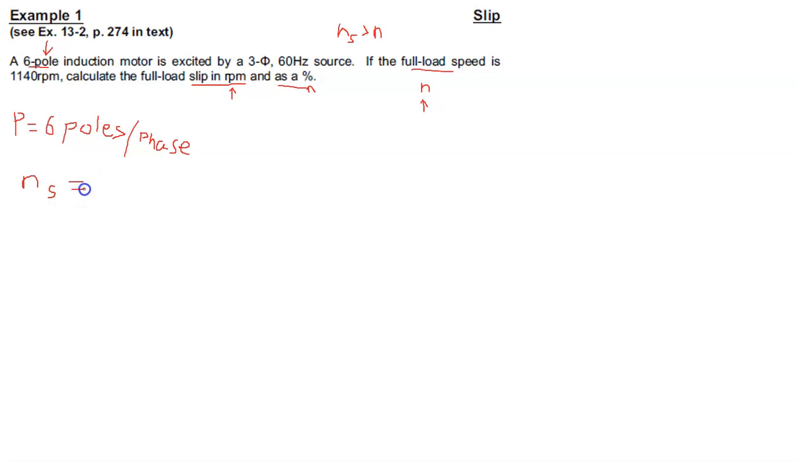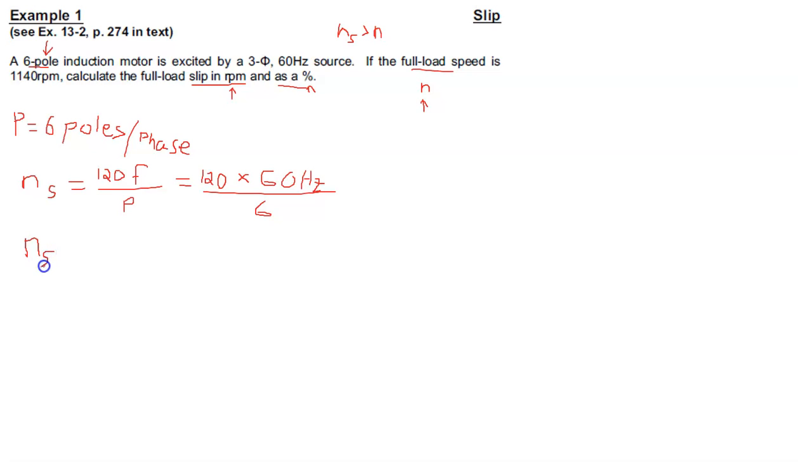NS is equal to 120 multiplied by the frequency and divided by P, the number of poles per phase. And so we have 120. Remember, that's simply a constant of proportionality. Multiply that by 60 Hertz and divide by 6 poles per phase. And we expect NS to be greater than that rated speed.